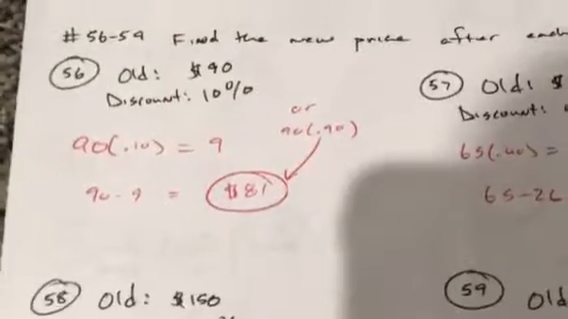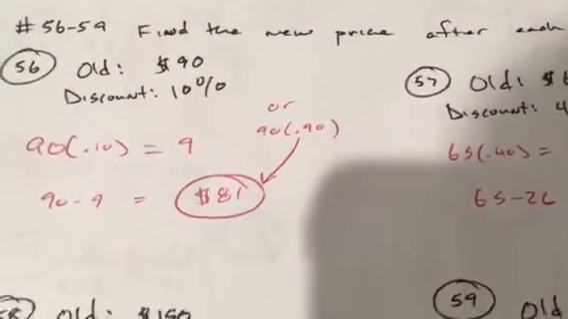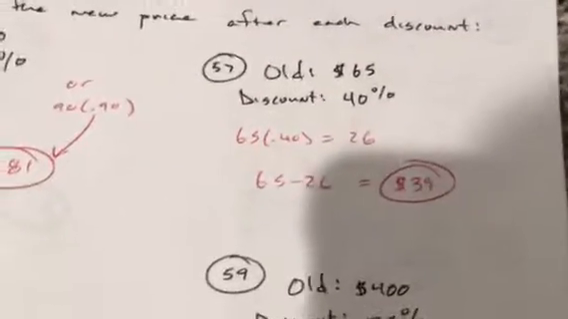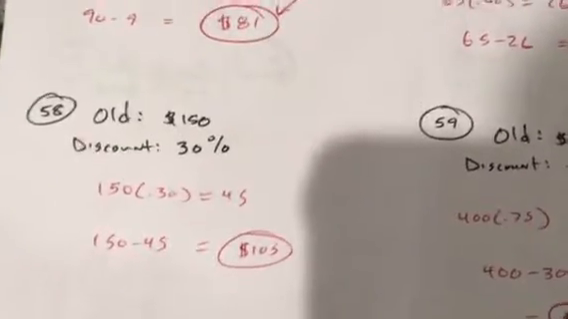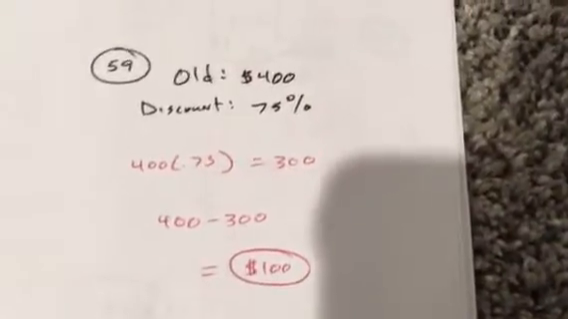All right, 2 different ways to do this. You either save $9 from 90 to get 81, or you can do 90% of 90 to get 81. I just did it the way a lot of you are going to do it. Found the discount, then subtracted it. And then found the discount, then subtracted it.